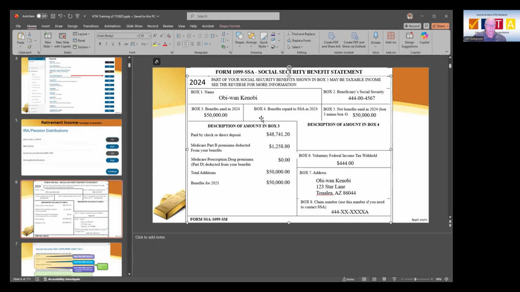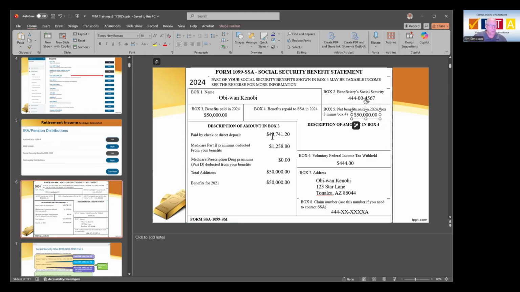So this form is pretty simple. The one thing that could complicate it is it'll say box 3, benefits paid in 2024. Ignore that because sometimes there's deductions right in here. We want to focus on box 5. That's the income we're going to report here for Social Security.